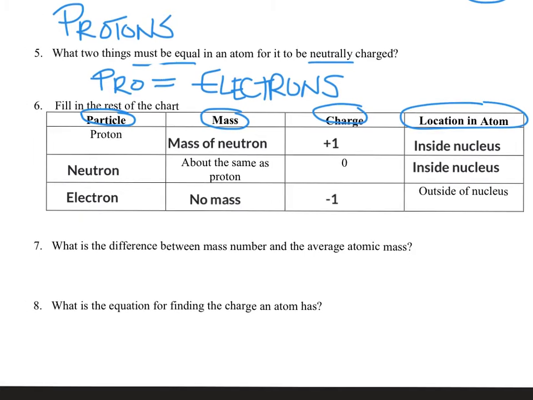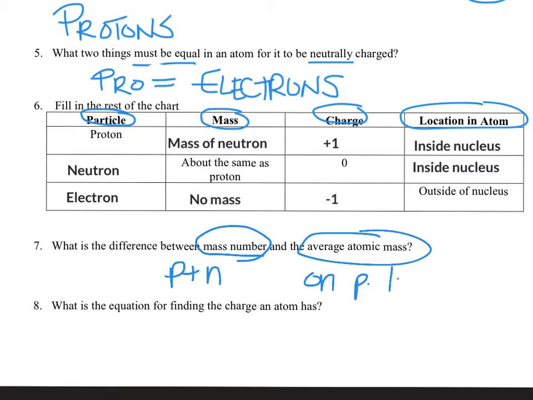Number 7 is a great question that people often get confused about. What is the difference between mass number and the average atomic mass? Remember, the mass number is just going to be, for that isotope, protons plus neutrons. But the average atomic mass is the mass found on the periodic table. And remember, just like it says, it's the average of all the different isotopes. So when you're writing down your answer, make sure that you put how average atomic mass is really taking the average of all the different isotope mass numbers. That's important and something that people often goof up or overlook.